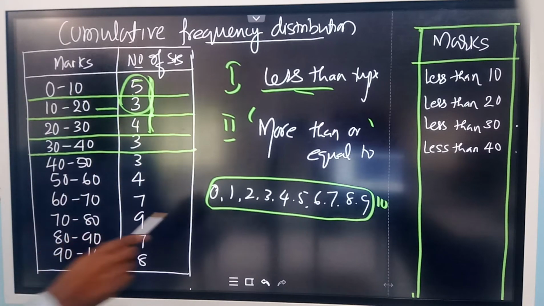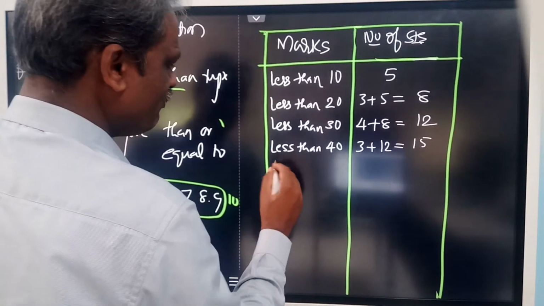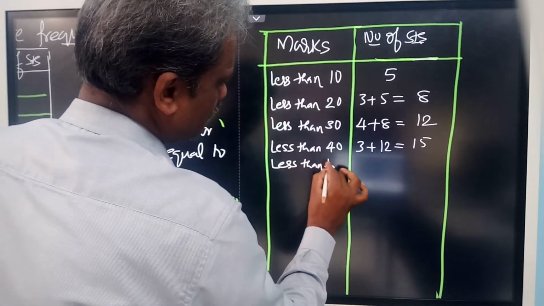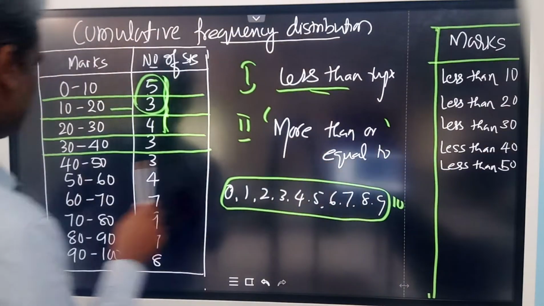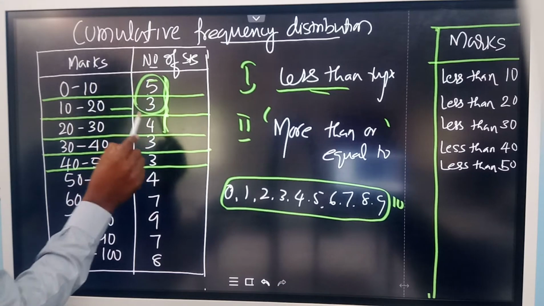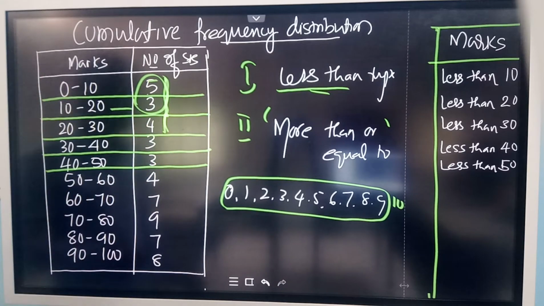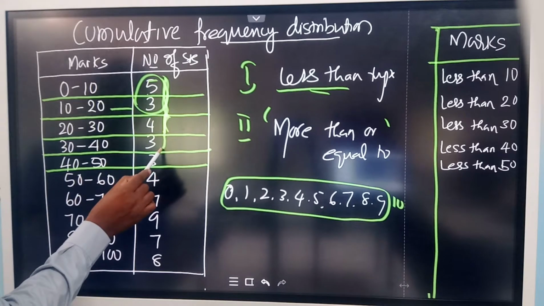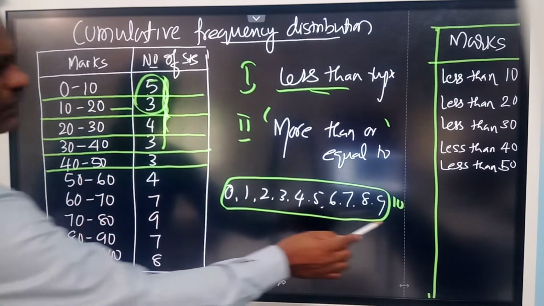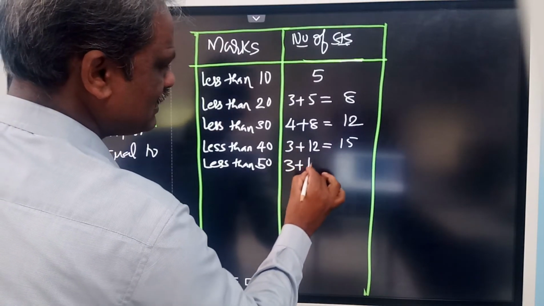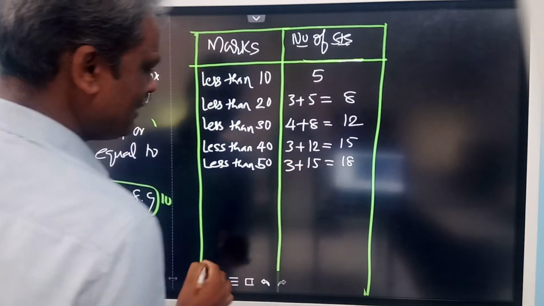Same. Now you can go to the next one, less than 50. Look at the table, less than 50 means up to here. So 5, 3, 4, 3, 3. Sum of all these frequencies. Now already we got the sum up to here. So then add 3 to that one. The sum up to there is 15, then plus 3. It is 15 plus 3, it is 18.